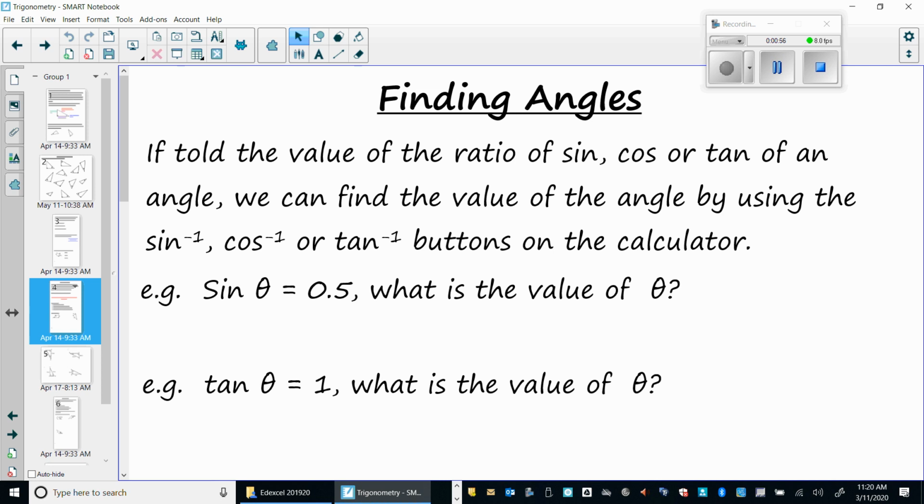Okay? So in some questions, you're going to be asked to find missing angles. If you're finding a missing angle, you are going to be using the inverse sine, inverse cos, or the inverse tan button at some point. So just always keep that in mind. So if sine theta is 0.5, what's theta? You should all be able to jump onto your calculators and tell me what the value is.